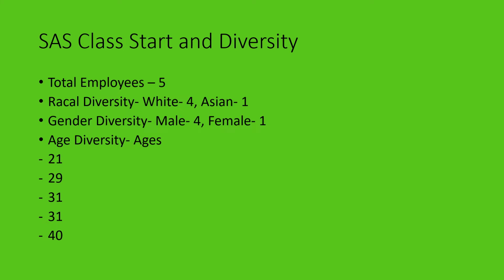Age diversity, at the age of 21 is our 1 student worker, then 29, 31, 31, and 40. So in the class start team specifically, right on both sides of that 30 marker, 31 and 29, is where we see the largest concentration age-wise, and then we've got our 2 outliers, 40 and 21.